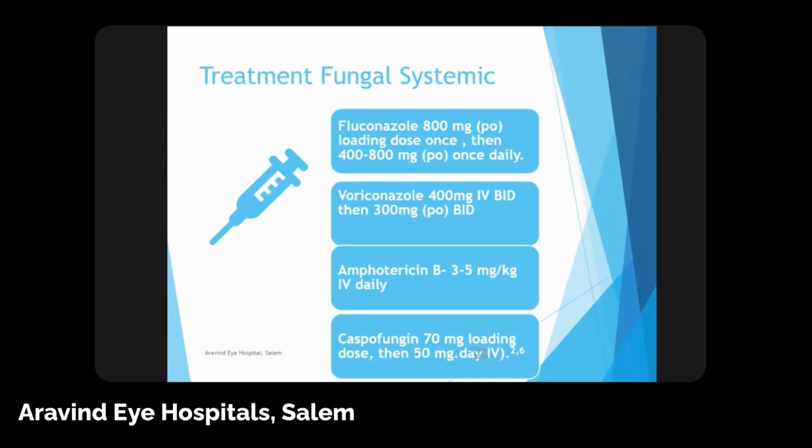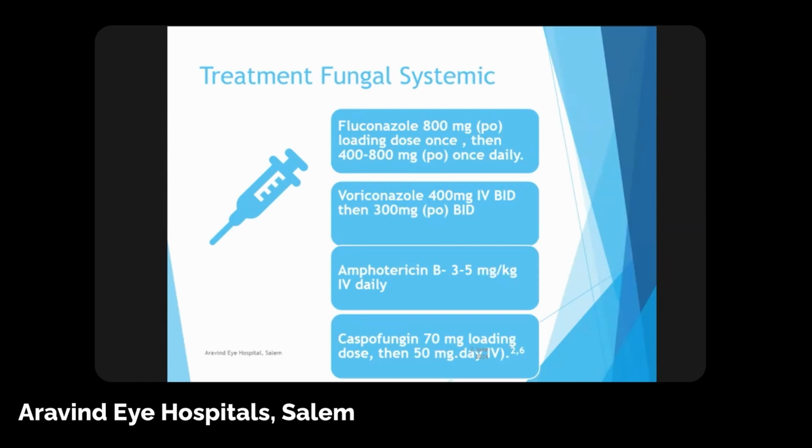I've updated this systemic fungal therapy from the recent Wilson manual. Fluconazole and voriconazole is what we give commonly. First choice of drug is fluconazole, 800 milligram orally. Loading dose is once in a day, one loading dose, and then 400 to 800 milligram orally once daily. Minimum for a period of 2 weeks or 3 weeks or 4 weeks. You decide on how the patient is improving clinically.